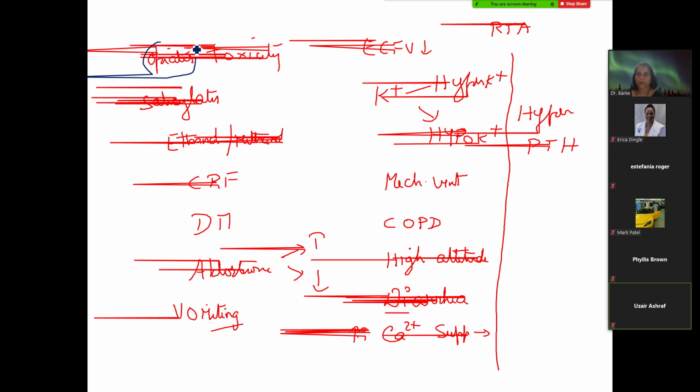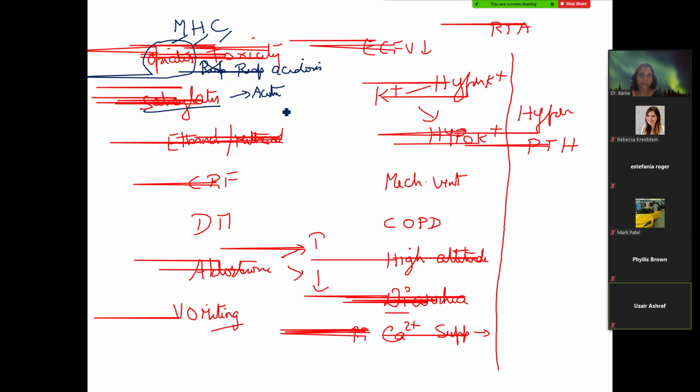So opiate toxicity, what are the opiates? What are the three drugs? Analgesics: codeine, morphine, heroin. What's their action? What do they do to the respiratory center? Respiratory depression, suppression, giving rise to respiratory acidosis. Salicylates have two actions in an acute condition.